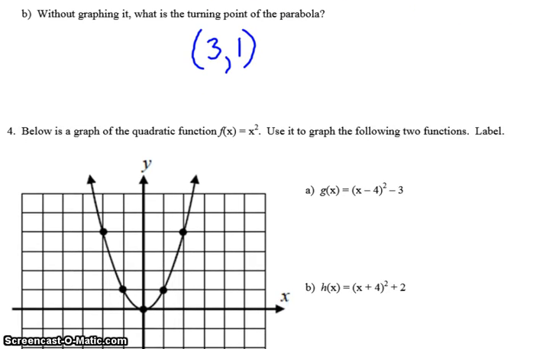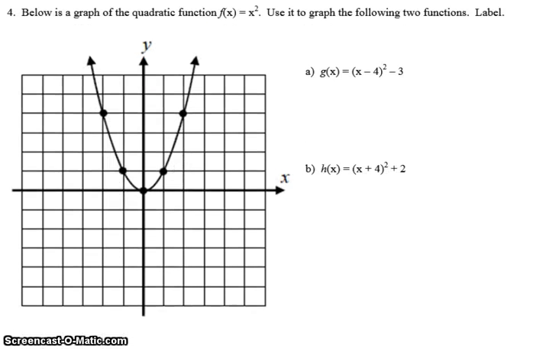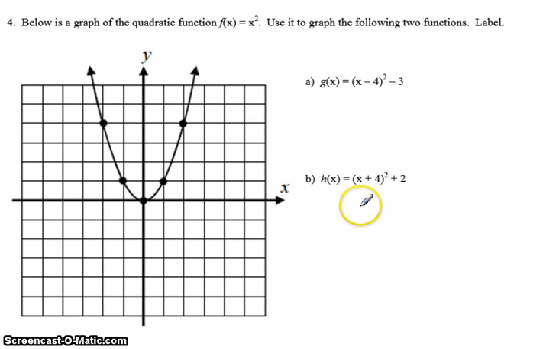All right, moving on to number 4. Here again is the quadratic function f of x equals x squared. Use it to graph the following two functions and label. All right, so now we've got g of x. So this is f of x, the one that's graphed. We're going to do g of x, and that's x minus 4 squared minus 3. Well, that minus 4 tells us we're going to move to the right 4. The minus 3 here means we're going to move down 3.